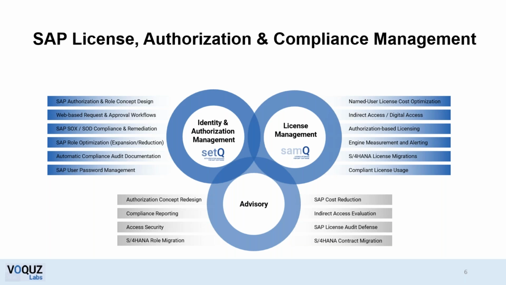It could be that they're not aligned correctly. And this creates this bridge of connection between the setQ and SAMQ solution, which is really a unique bridge. No other product set out there has this. You can't do this using GRC Access Control and the law solution or the law license audit workbench in SAP. We really firmly believe that the solution set between SAMQ and setQ is unique in bridging this gap.